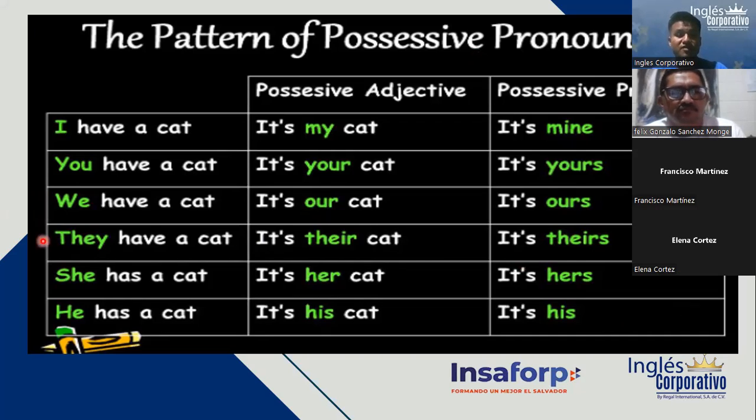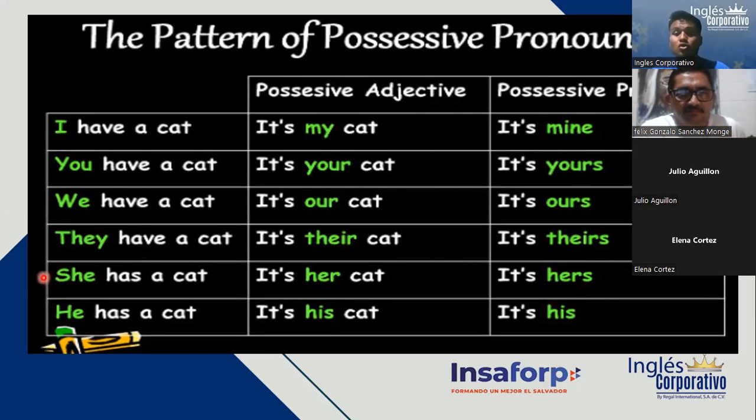Felix, go ahead. They have a cat. It's their cat. It's theirs. Okay, theirs. Make sure, Felix, that you pronounce the letter S at the end. Theirs, exactly. Thank you. Now, can I have another volunteer?